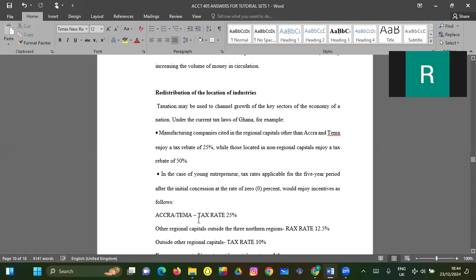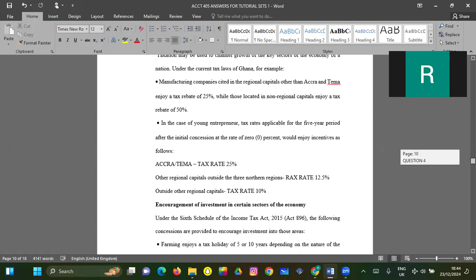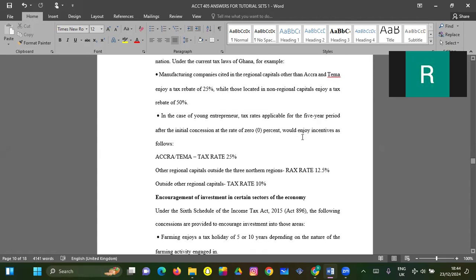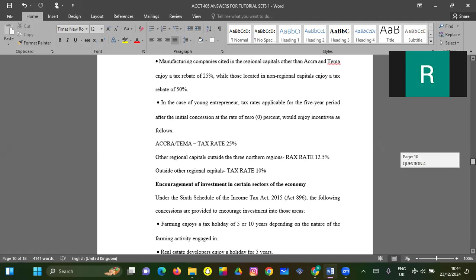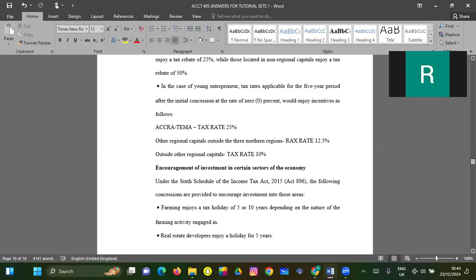And Accra and Tema would enjoy incentives as the Accra Tema tax rate is 25%. For other regional capitals outside the three northern regions, the tax rate is what? 12.5%. And outside the regional capitals, the tax rate is what? 10%. So what does it help in? Building or bringing up more industries.